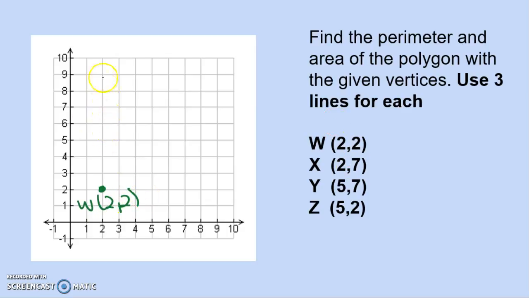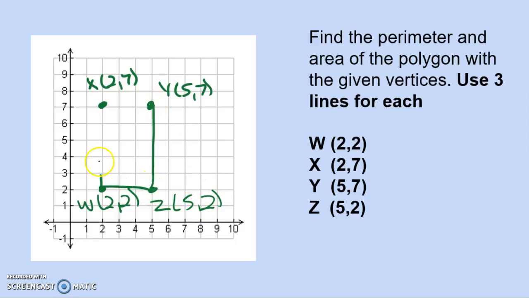Then we have 2, 7. Then Y is at 5, 7. And Z is at 5, 2. Connect my dots and I get a rectangle.